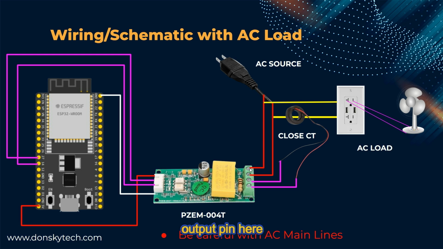So for the wiring and schematic with the AC load, all you have to do is just connect the output pin here. For the first two pins here, we just need to connect the closed CT. This is the closed CT which is included with your PZEM-004T, and connect it to the line here. And for the other one, we just need to connect the AC mains line here. And from the AC mains line, we need to tap the load that we are going to connect.